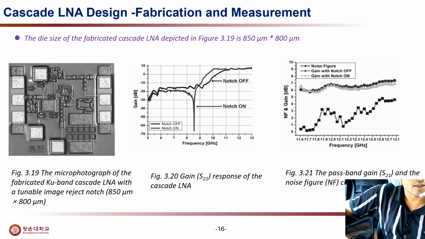One is the noise figure, and this is the passband gain figure. This is figure 3.20, the gain response of the cascade LNA, and it represents the gain response when the notch is off. When the notch is on, I can see a spike in the lower direction, so there are two conditions, notch off or notch on. On this axis there is the frequency, and on this axis we get the gain in decibels.